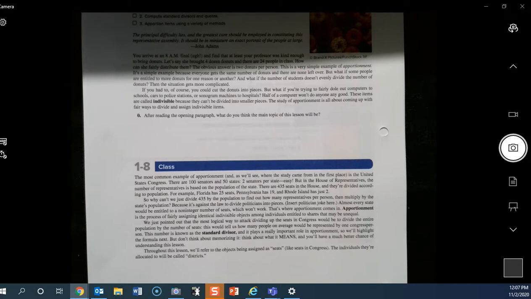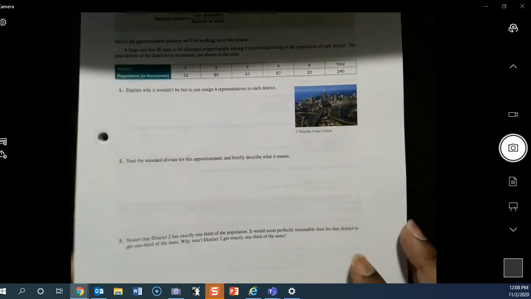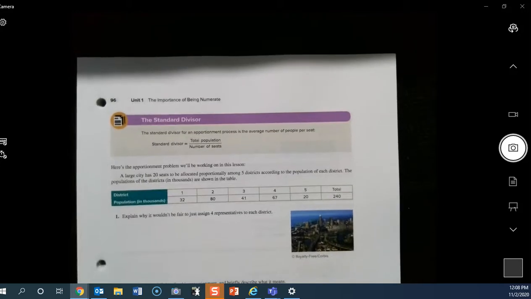We'll highlight the formula next, but don't think about memorizing it. Think about what it means, and you'll have a much better chance of understanding this lesson. Throughout this lesson, we'll refer to the objects being assigned as seats, like seats in Congress. The individuals they're allocated to will be called districts. Now we move on to the next page. At the top here, we have the standard divisor formula, where it says the standard divisor is the total population divided by the number of seats.